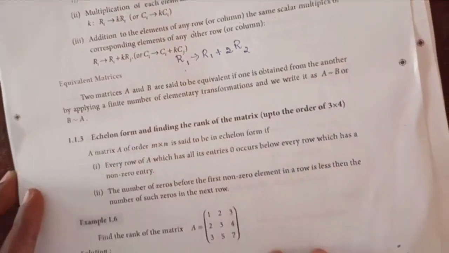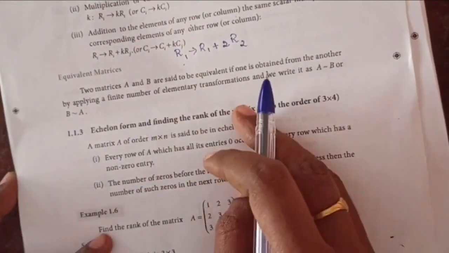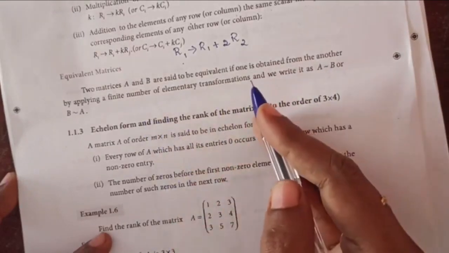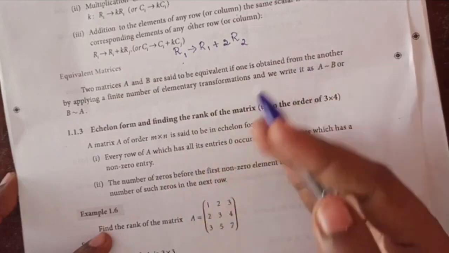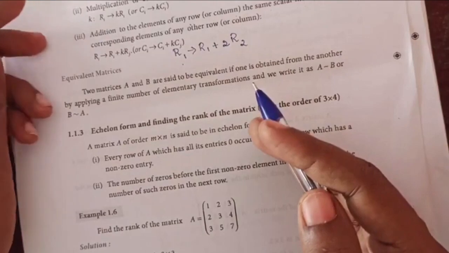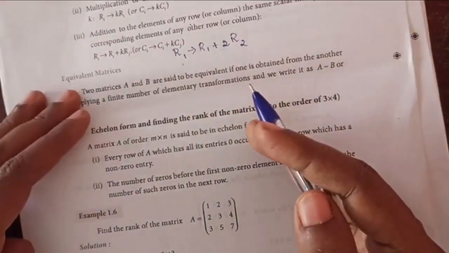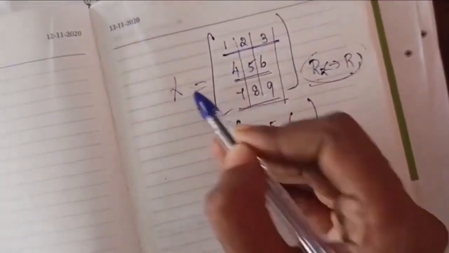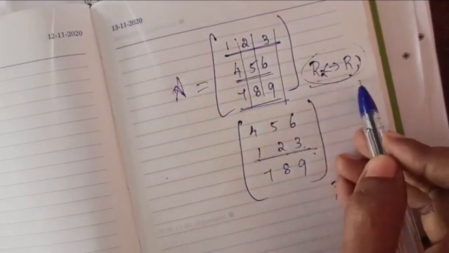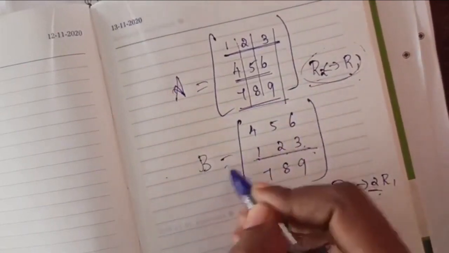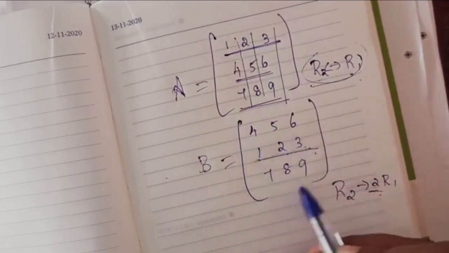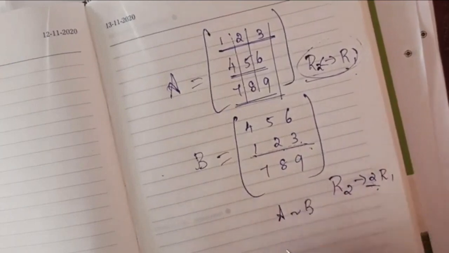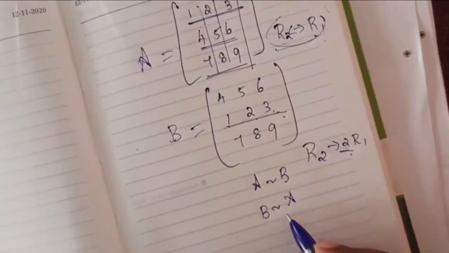Then the next one is equivalent matrices. Two matrices are said to be equivalent if one is obtained from the other by elementary transformation, that is, by multiplying or adding or any such operation. Next, I will give one small example. This is a matrix A. Now I have interchanged R2 and R1 and obtained the next matrix: 4, 5, 6, 1, 2, 3, 7, 8, 9. So these two matrices are equivalent matrices. A is equivalent to B, the same as B is equivalent to A. This is the symbol for equivalent.